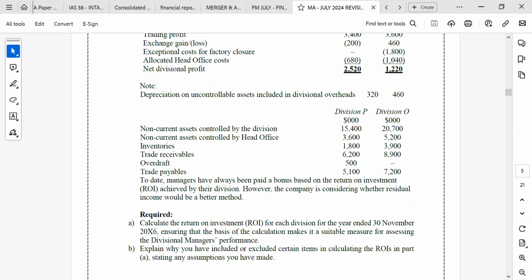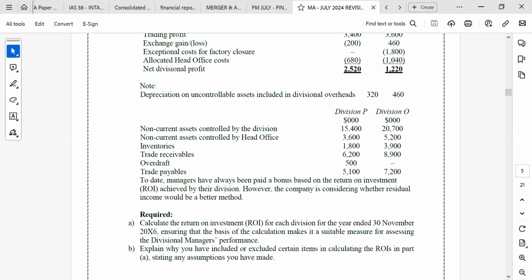Note, depreciation on uncontrollable assets included in divisional overheads. Okay, 320 and 460. Then we have a... shall I go to the requirement? Yes, please. Okay, there is some information. Let me read down before the requirement.